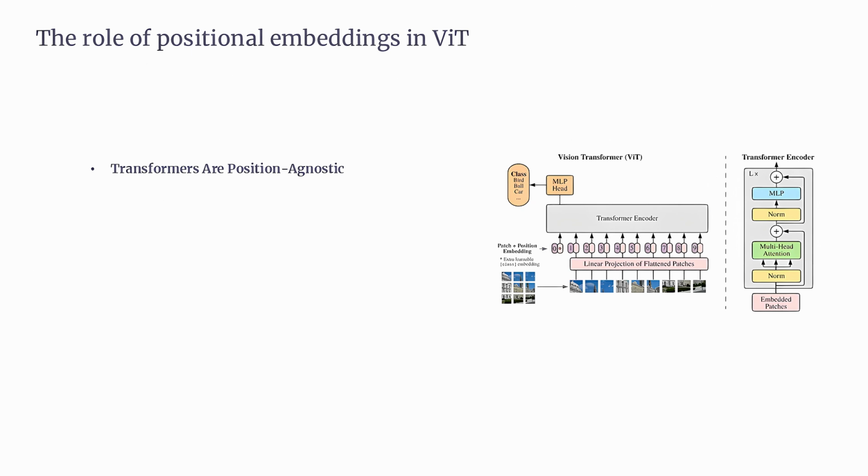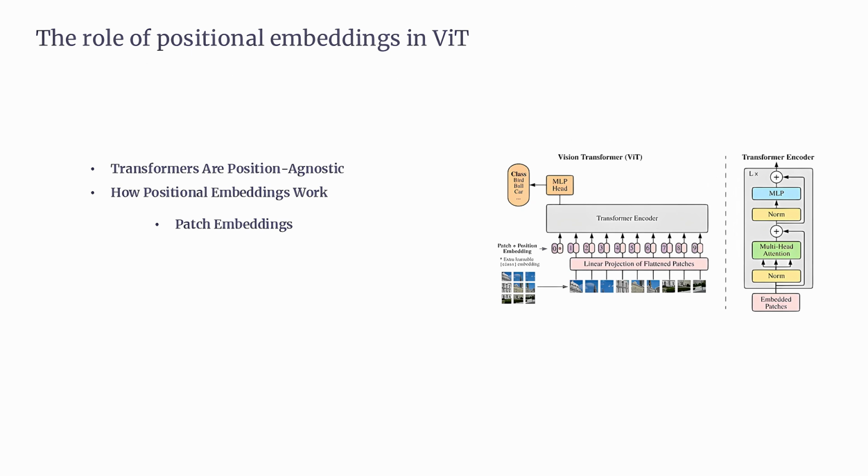transformers are position agnostic. In traditional transformers, such as those used in NLP, the model processes a sequence of tokens, like words in a sentence, without knowing their positions. The tokens are treated independently, and the transformer doesn't naturally understand where each token falls in the sequence. In ViT, an image is split into non-overlapping patches. Think of cutting the image into small squares, and each patch is flattened into a one-dimensional vector. These vectors form a sequence, but this sequence lacks any information about the patch's position in the two-dimensional space of the image.